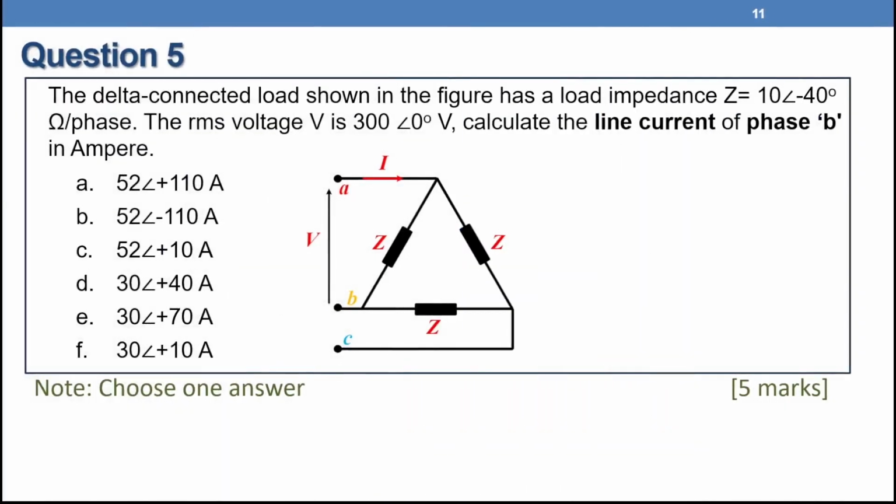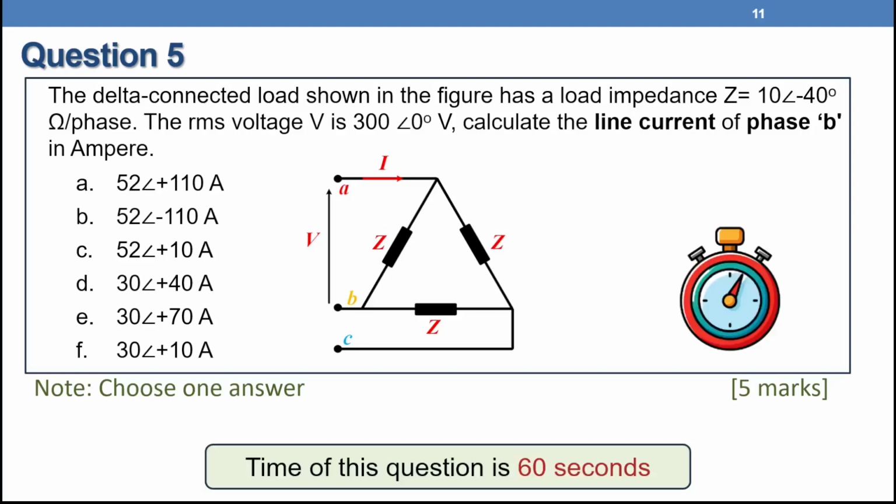Question number 5. The delta-connected load shown in the figure has a load impedance Z equals 10 angle minus 40 degrees ohm per phase. The RMS voltage is 300 volt angle 0 degrees. Calculate the line current of phase B in ampere. Choose one answer. So the time for this question is 60 seconds.